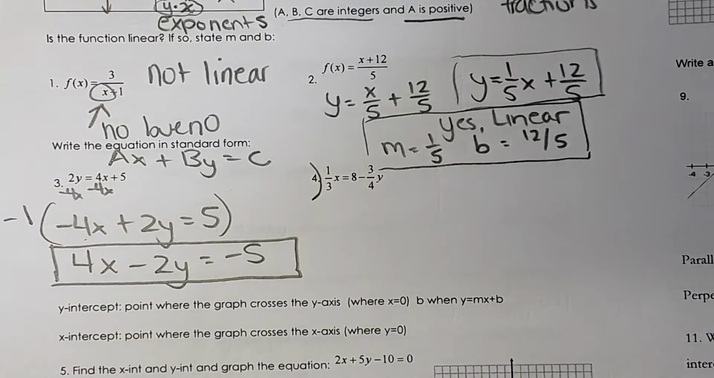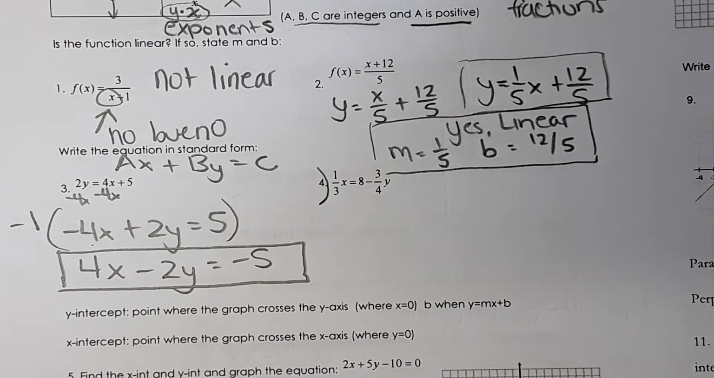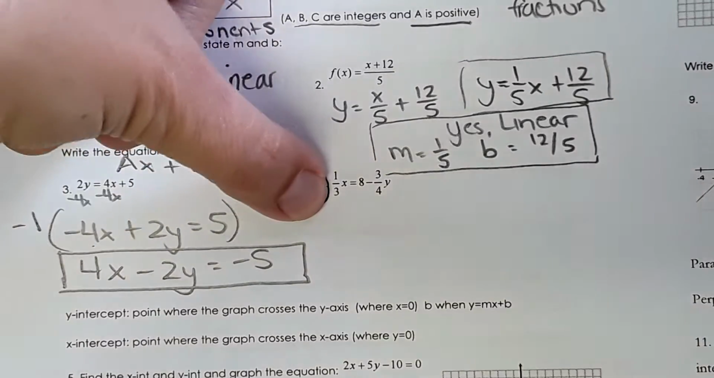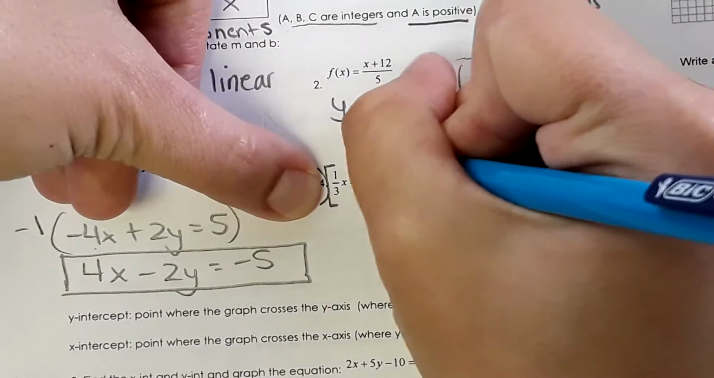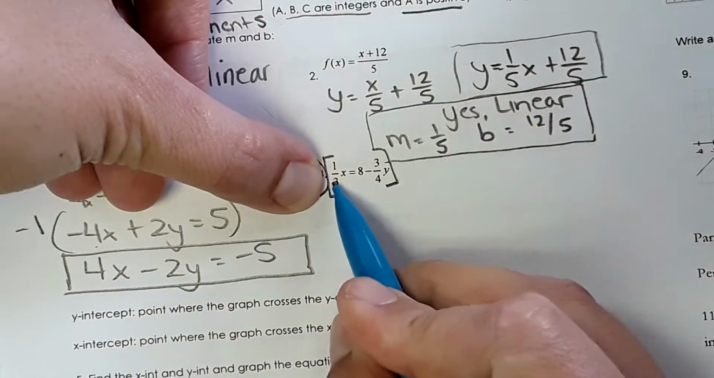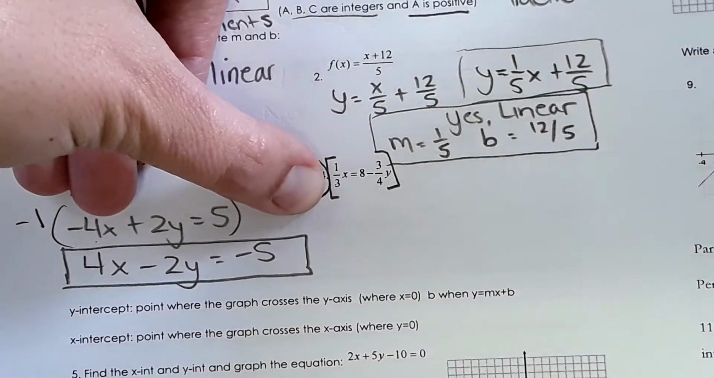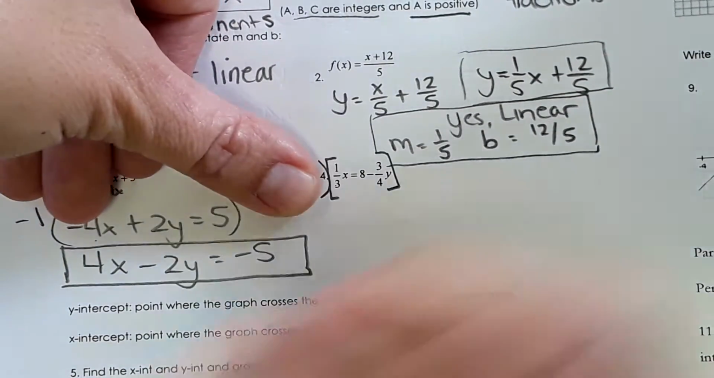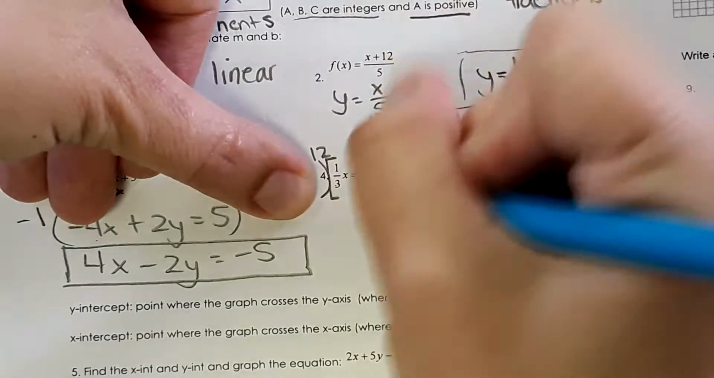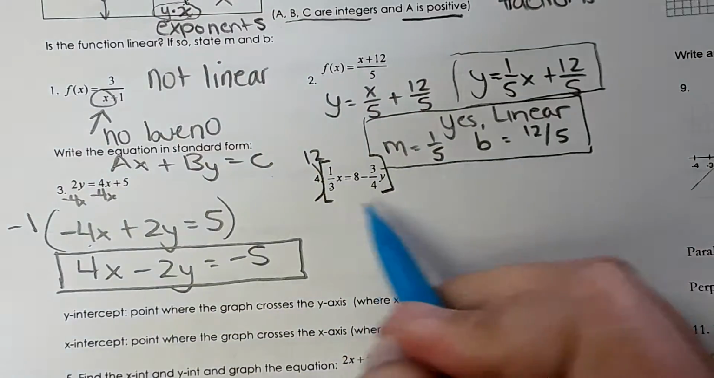Okay, next one has fractions. We don't like fractions, and we can't have fractions in the standard form. So we're going to get rid of those fractions by multiplying this whole thing by the least common multiple of 3 and 4. And that will get rid of both of those fractions at the same time. That number is 12. If we multiply this whole thing by 12, we'll get rid of those.